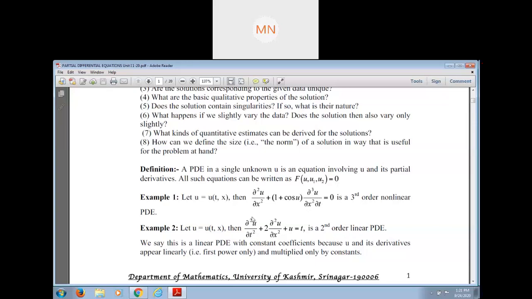But see that this one is a linear partial differential equation: del 2u by del t square, del 2u by del x square. Here the degree of this equation is 1.